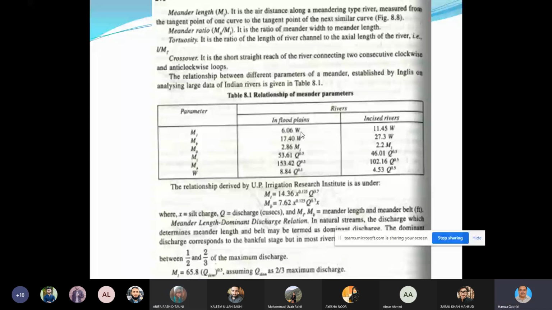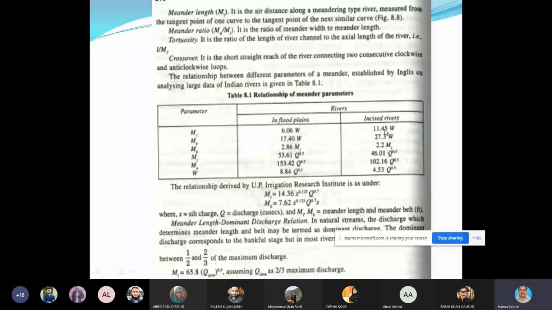So that can be determined just from this formula or empirical relationship. And if this river is an incised river, which is in the upper reaches, when it is cutting off its base, there if you want to find the meander length, you multiply the effective width by 11.45. So you get the meander length.